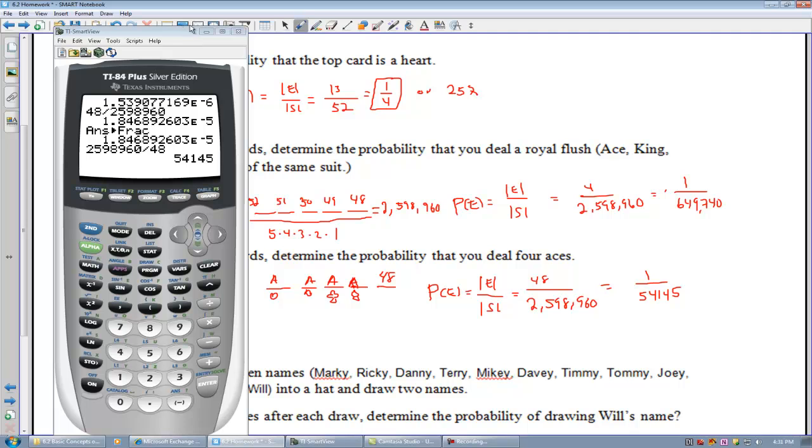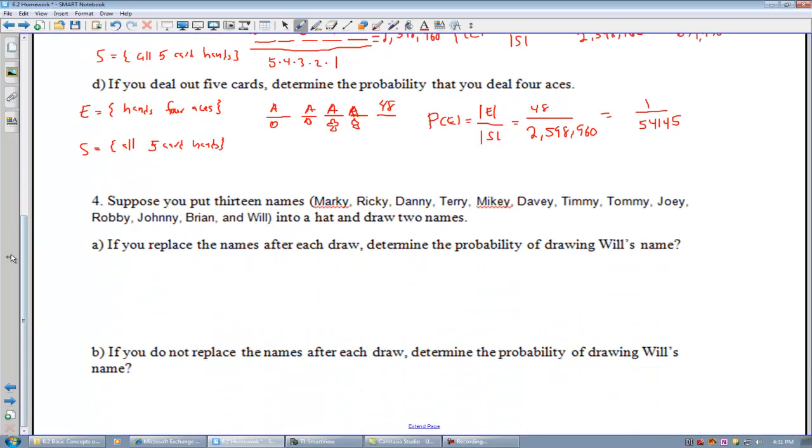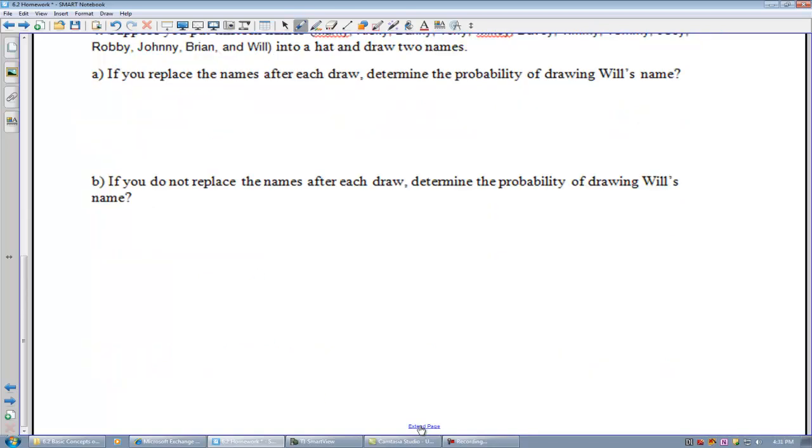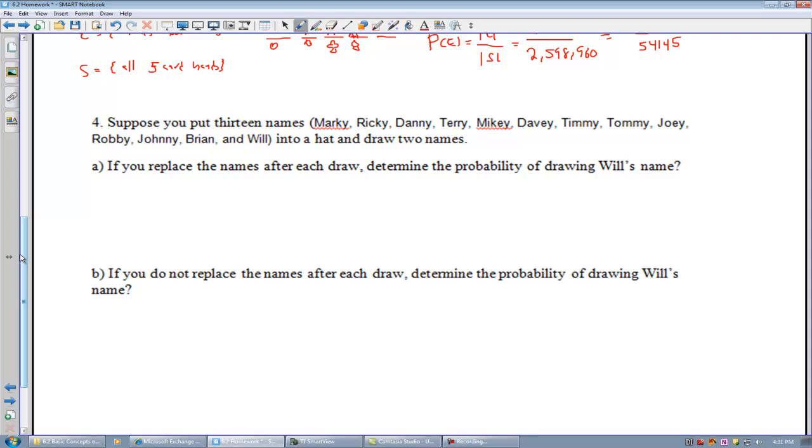All right, let's finish this up and do this last one, and then we'll be done with this assignment. Okay, so on number 4, what do we have? It says, suppose you put 13 names, Marky, Ricky, Danny, Terry, Mikey, Davey, Timmy, Tommy, Joey, Robbie, Johnny, Brian, and Will, into a hat and draw 2 names. If you replace the names after each draw, determine the probability of drawing Will's name.